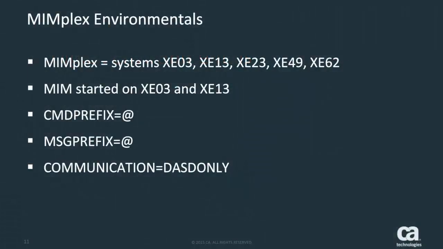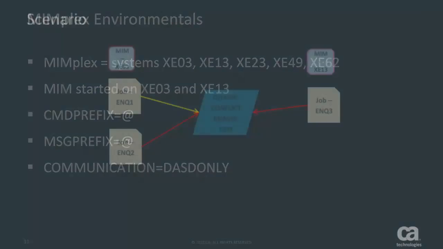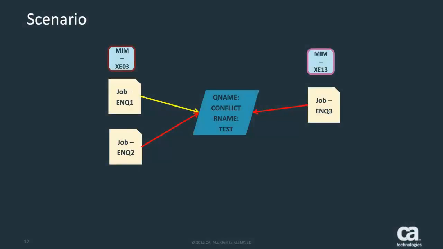Before we go into the demo, let's review how my Mimplex is set up. I'm running a 5-system Mimplex with only 2 systems started, both of which are in the same sysplex. My command and message prefix are both the @ symbol, and I am running communication equals DASD. In my scenario, there are 2 jobs on XE03 and 1 job on XE13, all requesting the same resource. For this demo, I'll first show you the old command responses, followed by activating MIM query and the new command responses.